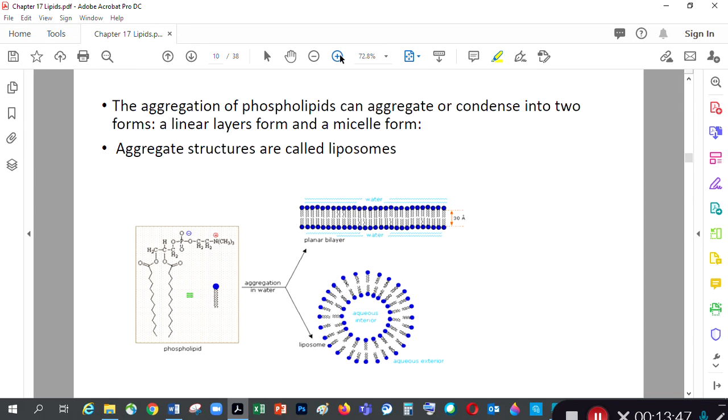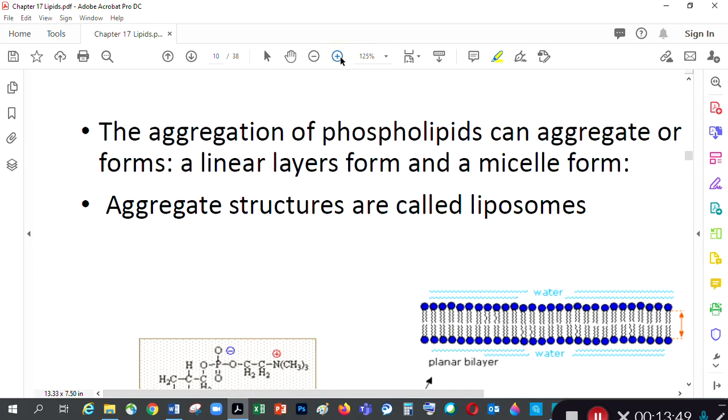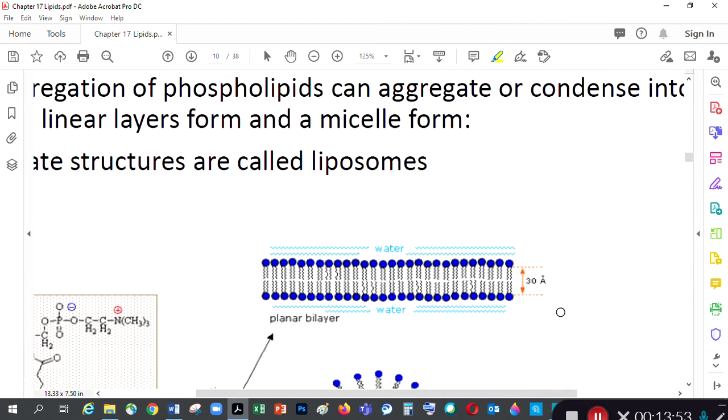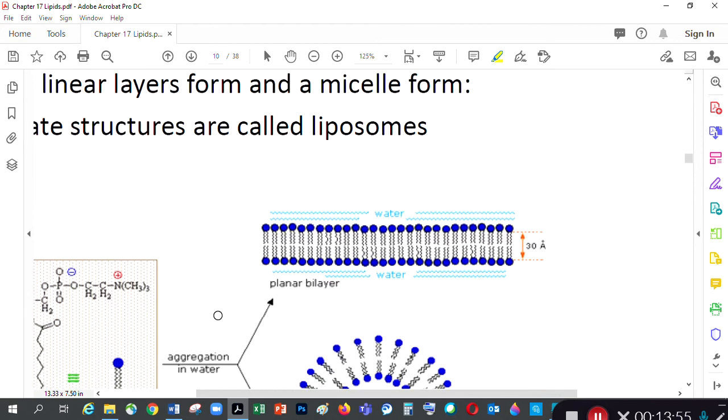Let me just blow it up for you here, guys. Yeah, I'll just show you here the bilayer. I'll go back to the original size. So these phospholipids can aggregate themselves into two types. Planar bilayer, those within the human cell. Within the human cell, the bilayers are really protecting the nucleus inside the cell.